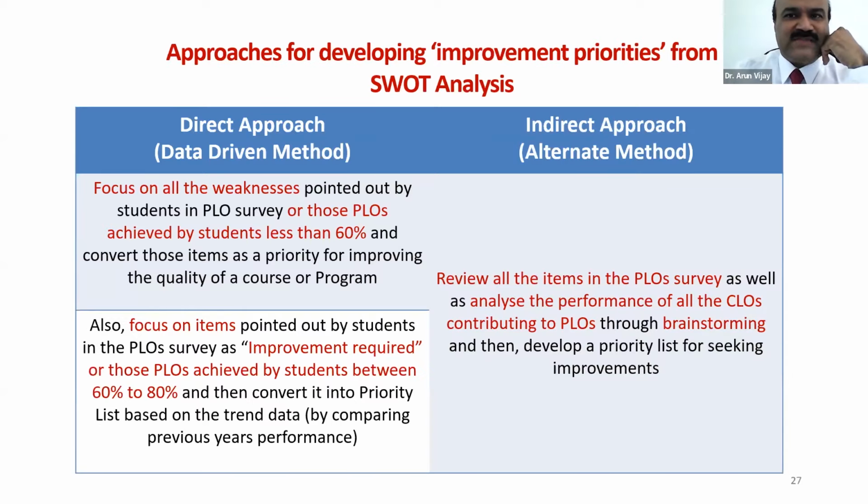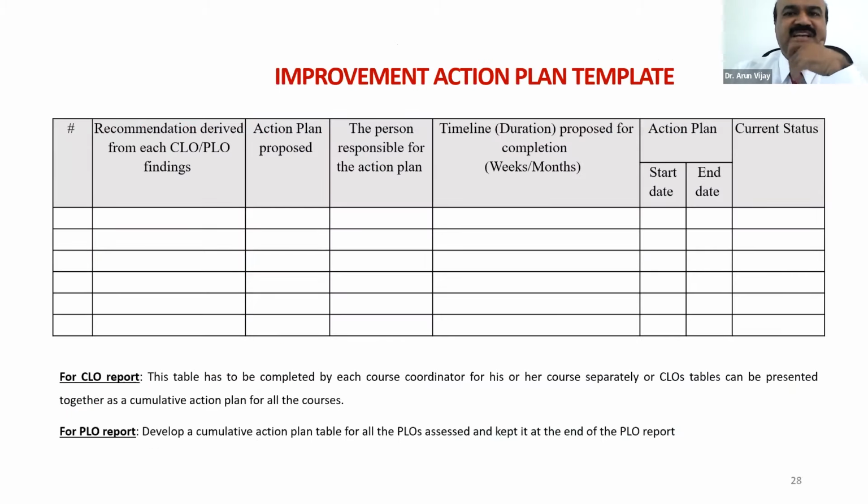So these are the two methods we adopt to develop improvement. In the direct method, we focus on all weaknesses, that is red, and all yellow, that is improvement required, and develop our action plan. In the indirect method, irrespective of these, we go to each and every course, each and every CLO, assess it, brainstorm ourselves, and then develop an action plan. Then this is the action plan template to improve the learning outcome.